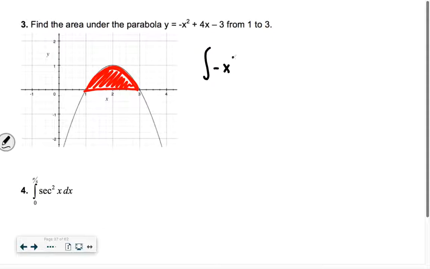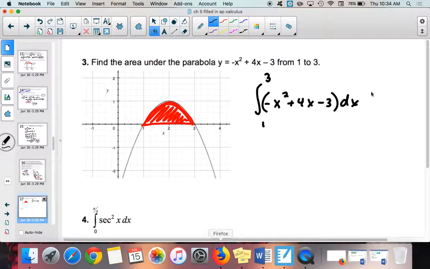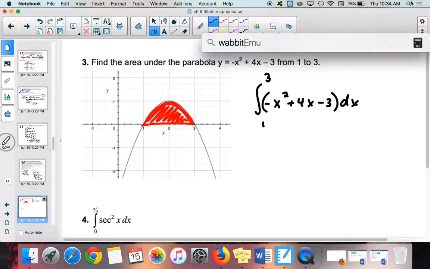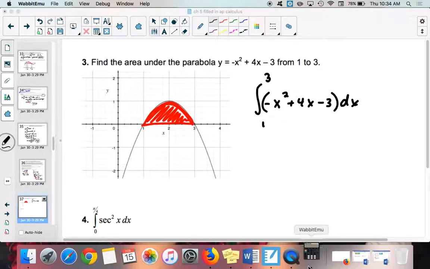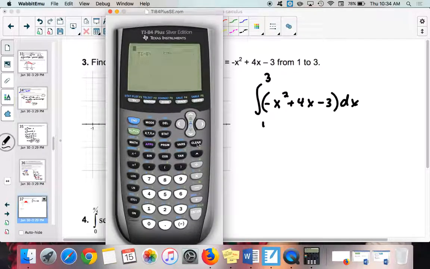So you would have negative x squared plus 4x minus 3 going from 1 to 3, right? And you could find that. We also learned the glorious math 9. So let's use that. So sometimes on your homework I'll say you're allowed to use math 9. Sometimes I'll say that you are not. So if I don't say anything, you can use it. So if I have negative x squared plus 4x minus 3, and I'm going to go from 1 to 3.